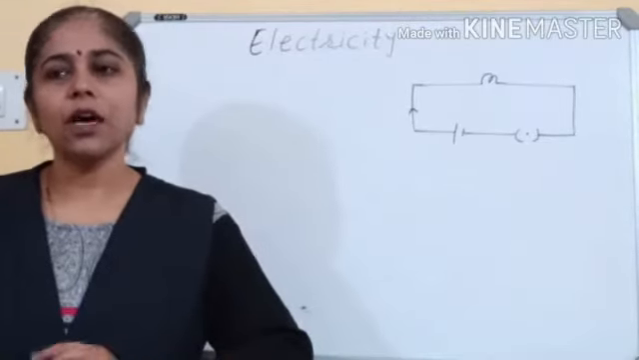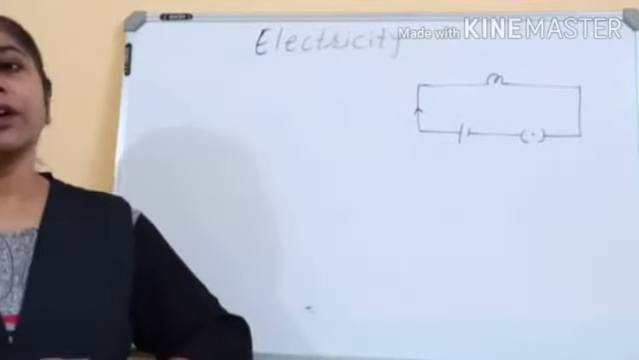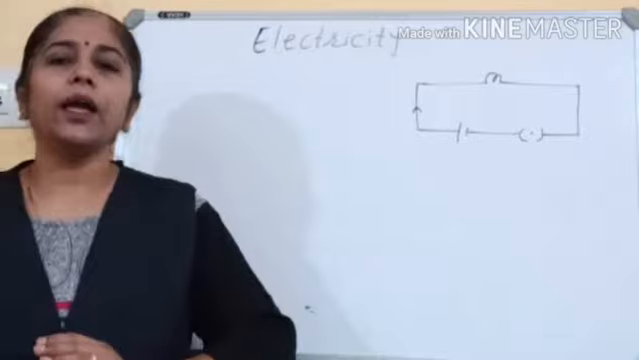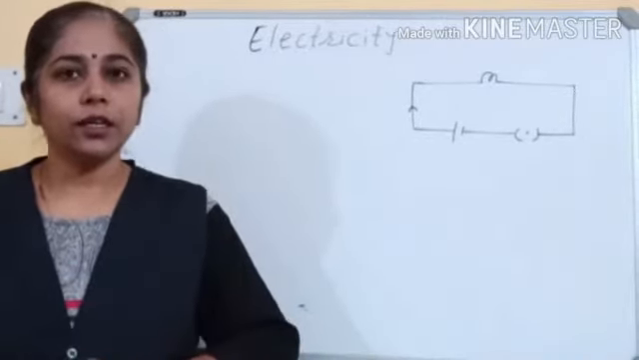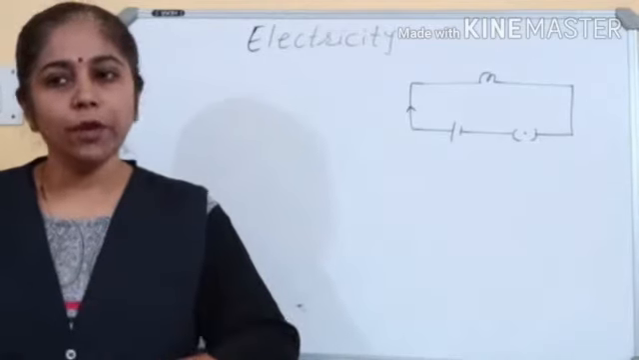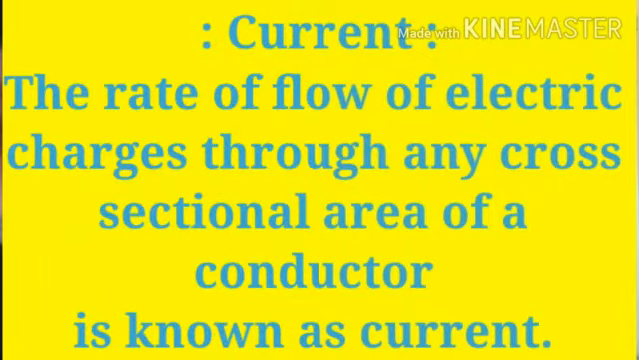Now we will discuss how to express this electric current. Electric current is expressed by the amount of charge flowing through a conductor in unit time. So we will write the definition of current. The rate of flow of electric charges through any cross-sectional area of a conductor is known as current.